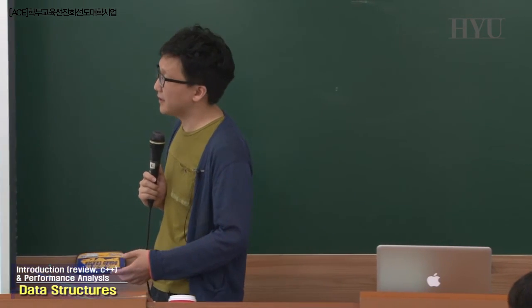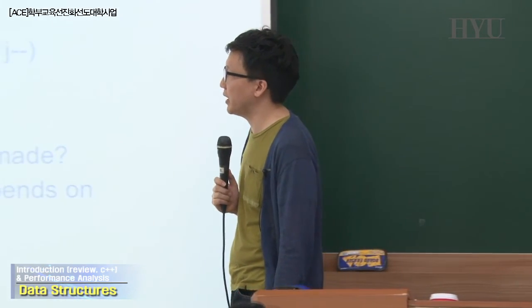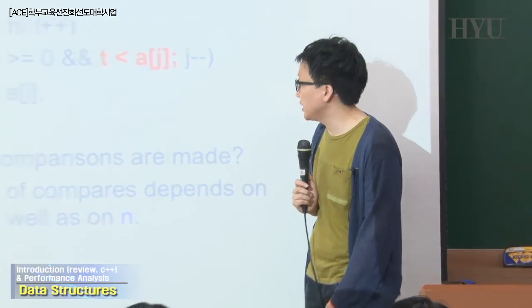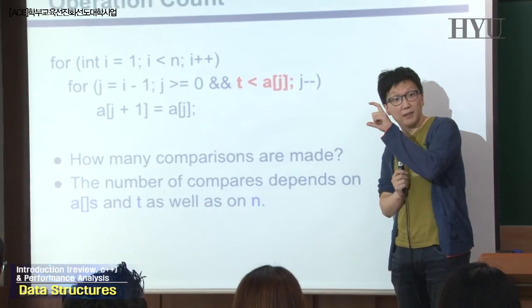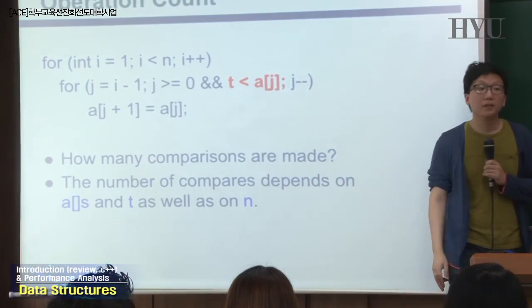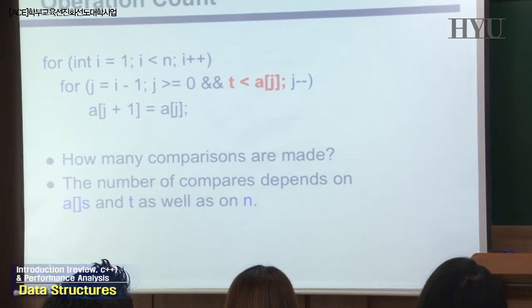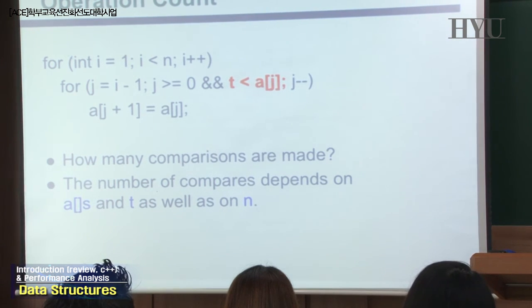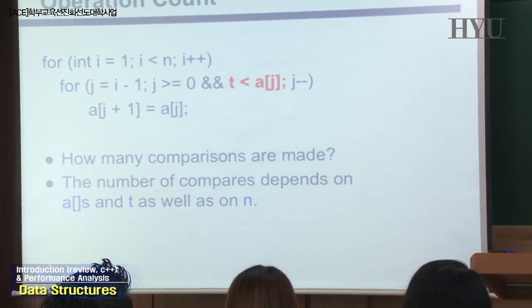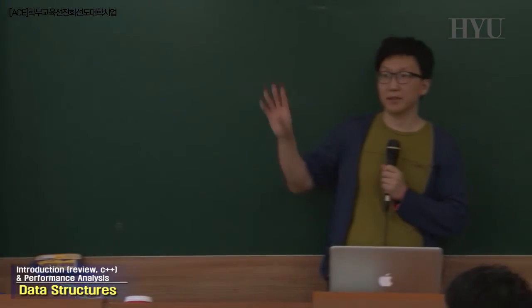Basically, questions like this, same thing. How many comparisons are made? The number of comparisons depends on the elements in the list and the current value, as well as on n. So we're going to see how that comes out. What might be the worst case of this thing?